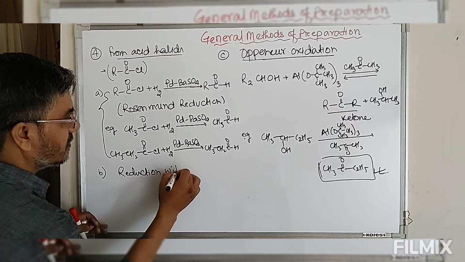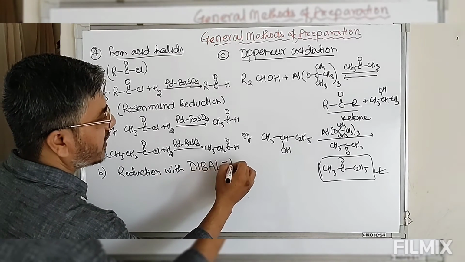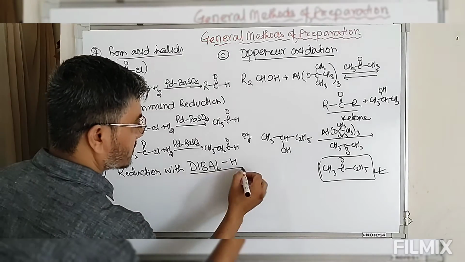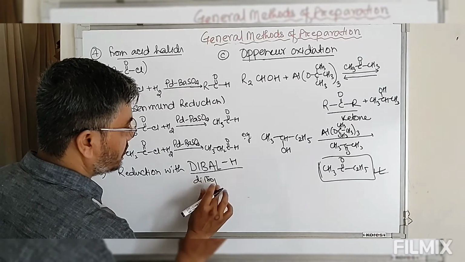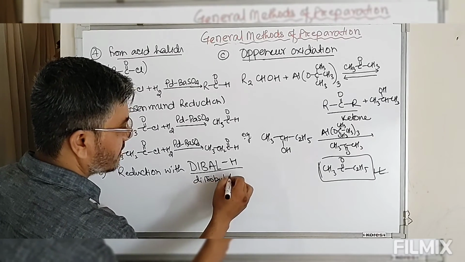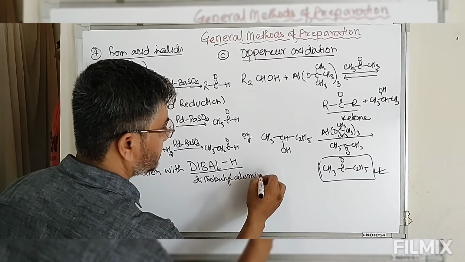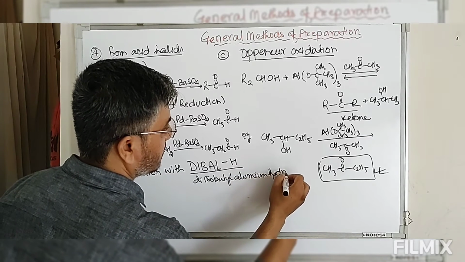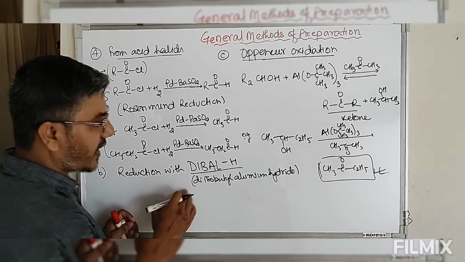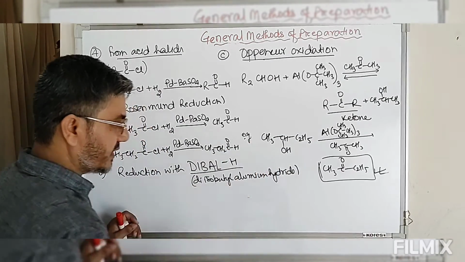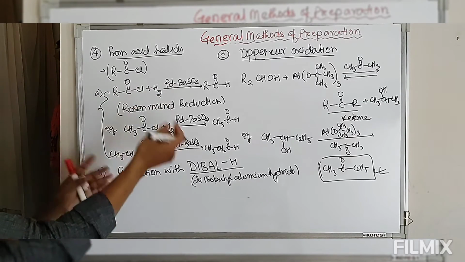Reduction with DIBAL-H. This is diisobutyl aluminium hydride. This is a sterically hindered reagent. Diisobutyl aluminium hydride. By use of this reagent, this can also be reduced to aldehyde.